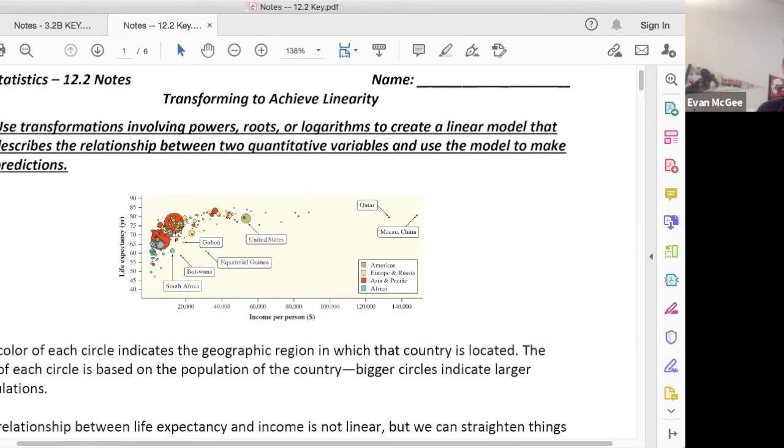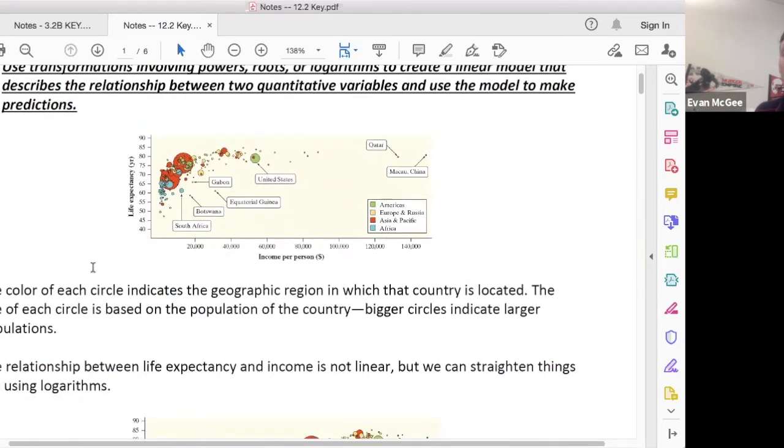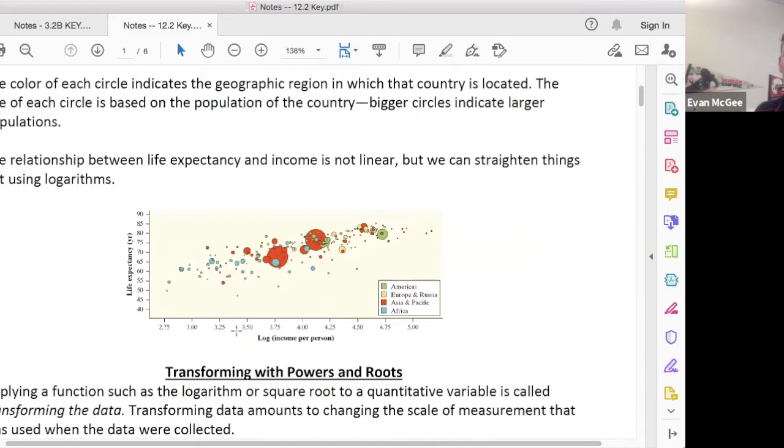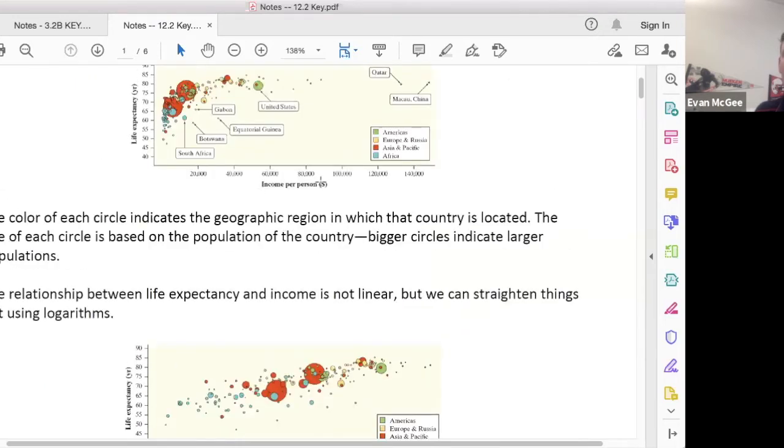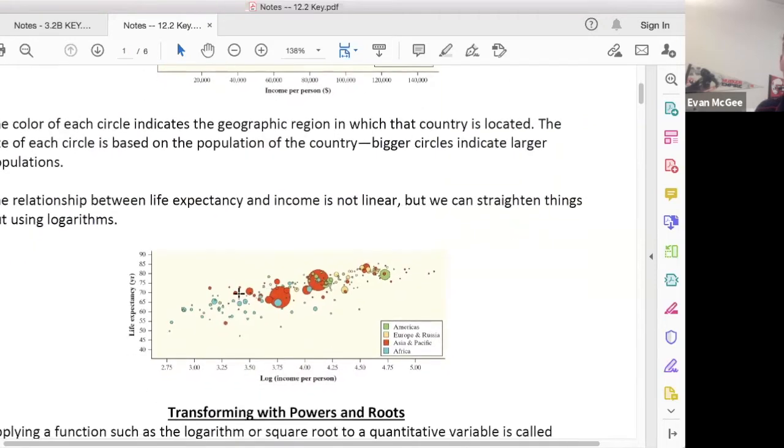So since this relationship is curved, one way that we can straighten a relationship is right here. They took the logarithm of income per person. So instead of just showing the income per person, if they took the logarithm of all the x values, then re-expressed it and life expectancy stayed the same, this looks much more linear. And so this is just to show you that we can transform scatter plots just like we did with other distributions.